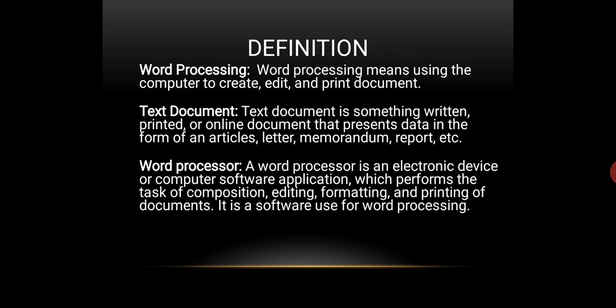Now, a word processor is an electronic device or computer software application which performs the task of composition, editing, formatting, and printing of documents. It is a software used for word processing. When you look at word processing and word processor, you find out that word processor is actually the software used in carrying out word processing, while word processing is the act of using a word processor in creating documents.